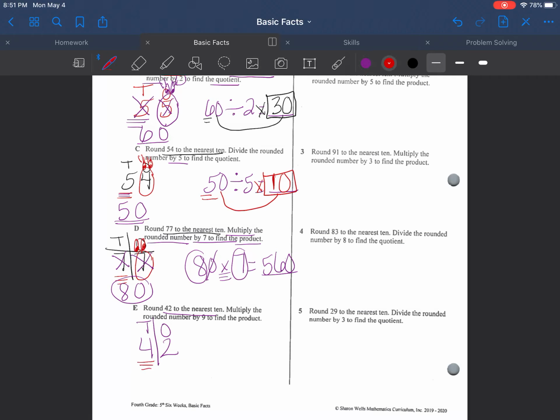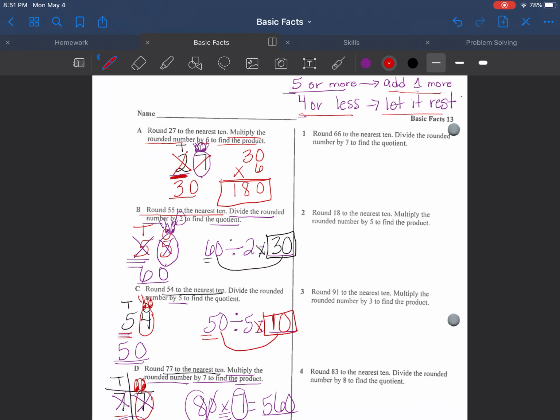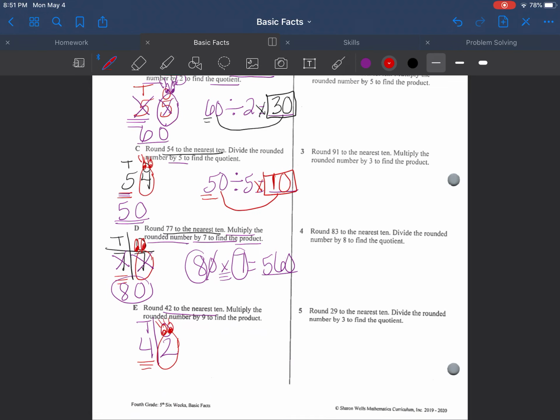Letter E, round 42 to the nearest 10. So they want me to round to the nearest 10, so I'm going to underline it. Circle the number to the right, which is going to be a 2. It's a 2, and the rule says 4 or less, let it rest. So who's going to rest? The number we underlined, which is the 4. So the 4 stays the same. And then the 2 becomes a 0.